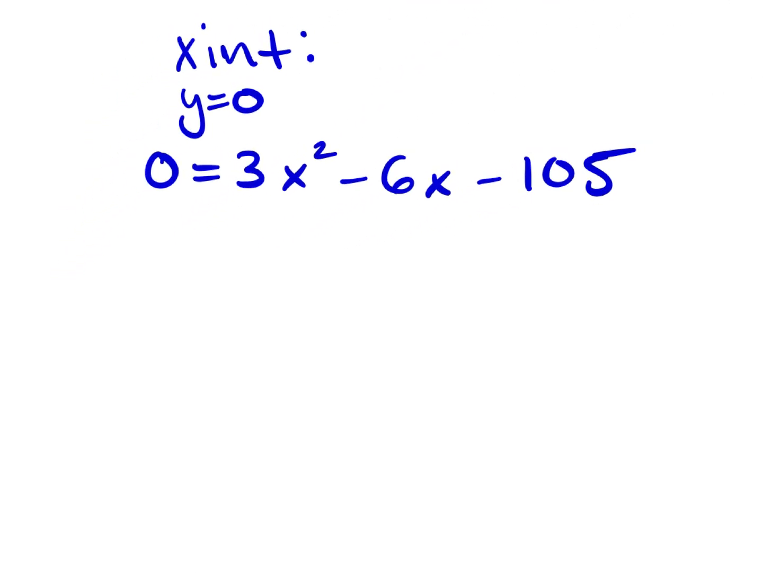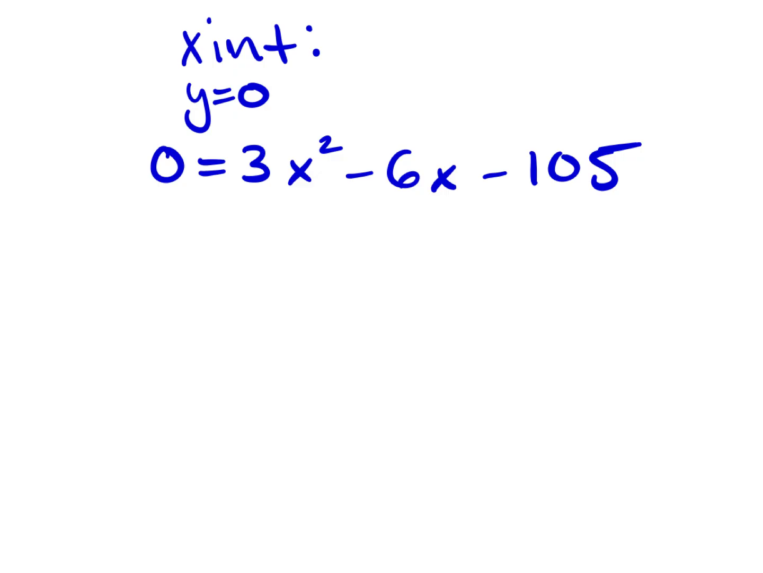Now from here, we have to solve. So we have an x squared and an x, so we're going to have to factor. What should we do to factor first? We can take out our GCF. What's our GCF? 3. Let's divide everything by 3. If your GCF is just a number, you can divide it out and get rid of it. You don't need to keep it in your answer. We can divide it out. 0 divided by 3 would just be 0. So we have 0 equals x squared minus 2x minus 35.